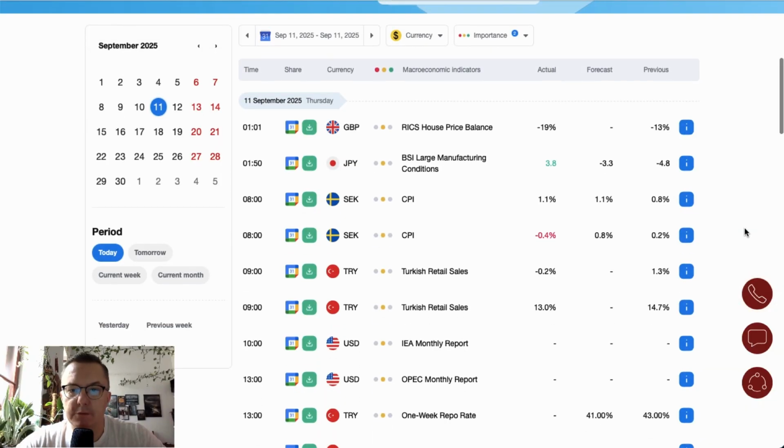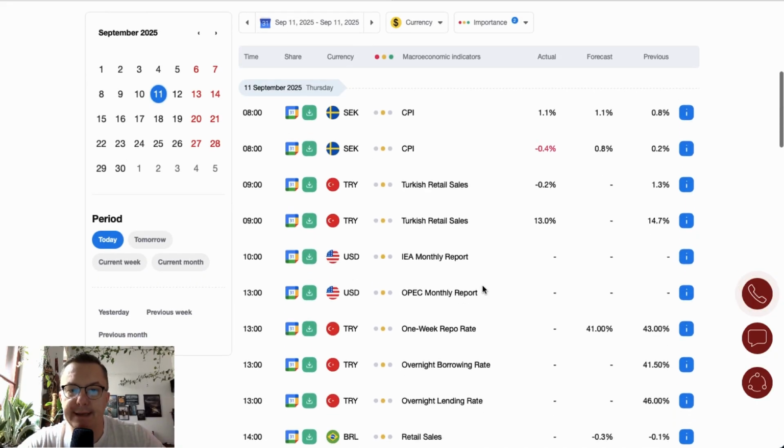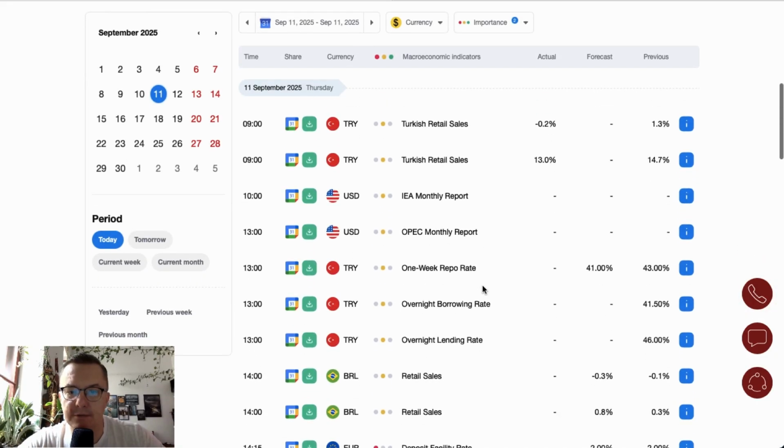Overnight data came in the form of the house price index in the UK, minus 19%. The actual number was an expected minus 13% last time. Manufacturing conditions in Japan improved from minus 4.8 to 3.8 points, and that's about it. The Asian session was quite calm.